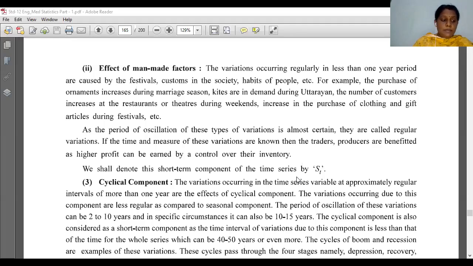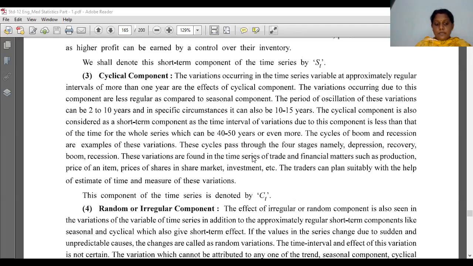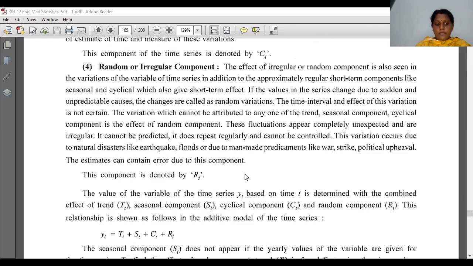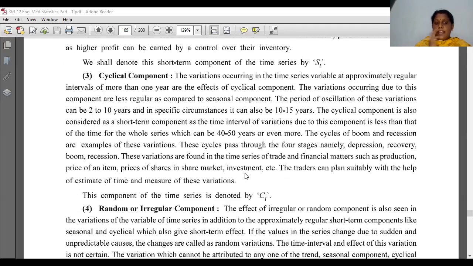Now the cyclical component. I can tell you in short that the variation occurring in the time series variable at approximately regular intervals of more than 1 year affects the cyclical base, right, it keeps coming round by round as per requirement. The variation occurring due to this component is less regular as compared to the seasonal. I mean, it is like the season only. The period of oscillation of these variations can be 2 to 10 years, and in specific circumstances it can also be 10 to 15 years.